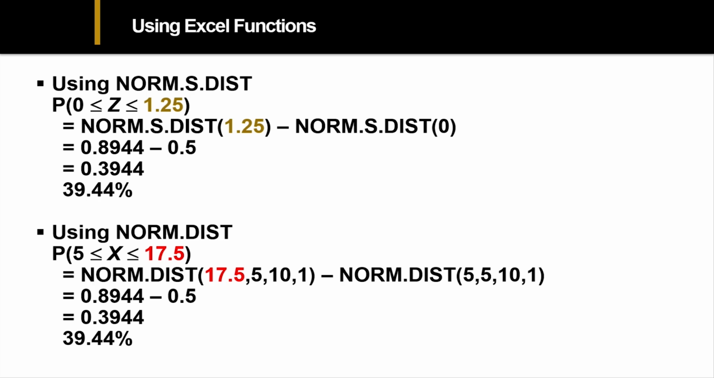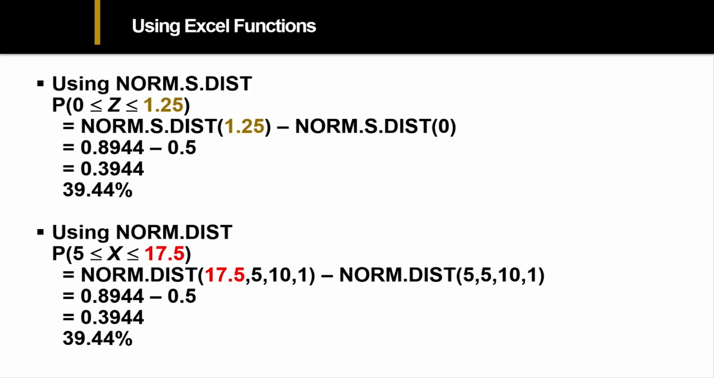Here's proof that you don't lose any value by converting from a normal distribution to a standard normal, because the norm.dist function can be used right there. We give it 17.5, that was the larger number. We then provide the mean 5, then the standard deviation 10, and we don't forget the 1 for the less than or equal to part, cumulative. Do the same thing for the lower bound, for a value of 5, get 0.8944 and 0.5 again, equals the same probability, 39.44%.